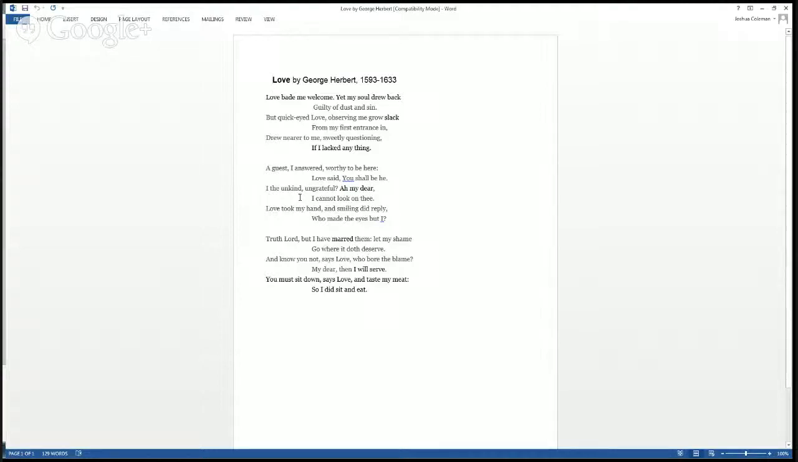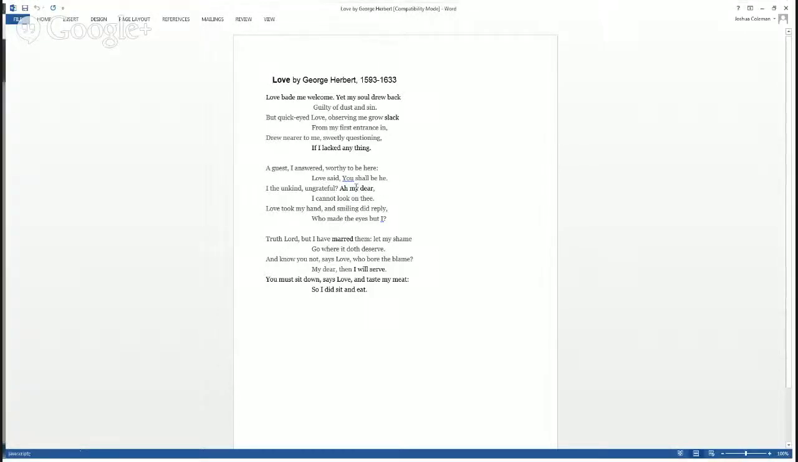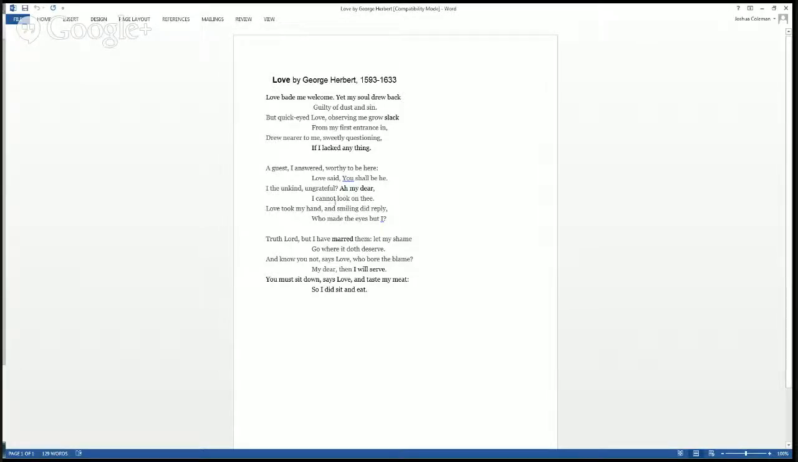And still the persona, knowing himself, says, but I can be so unkind, so ungrateful. And he talks to God and says, ah, my dear. Now that does sound a little strange to our modern ears, but in those days it really just meant, I love you, God, but I cannot look at you. It's overwhelming. This is too much. And God's response is to take the hand of the persona, to smile and to say, why shouldn't you look at me? I made your eyes. And the persona, deeply touched, says, yes, that is true, God, but I have marred them. I have spoiled them with sin.